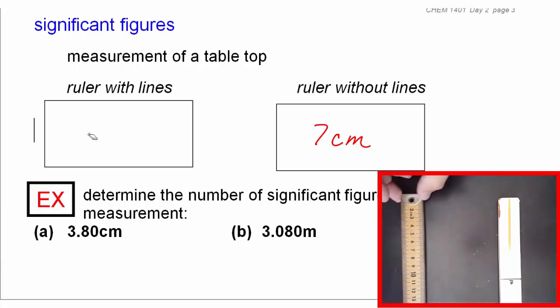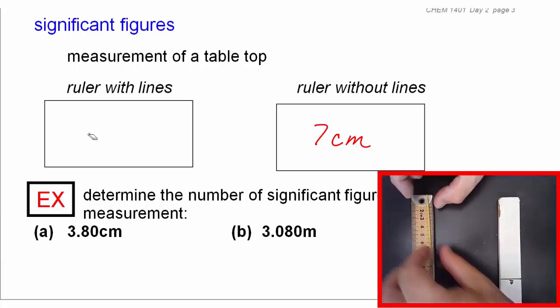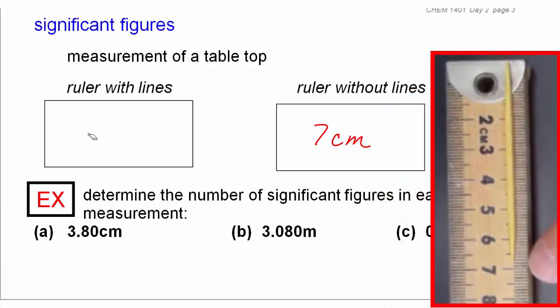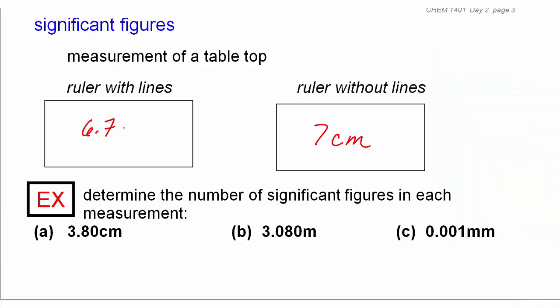Now if I try the same thing on a ruler with lines, right about 6.5, 6.6, 6.7 centimeters. 6.7 centimeters. We didn't do a bad job guessing. Okay? That is the idea behind significant figures. You can use a tool that wasn't very good or a tool that's much better. And you can see that in the measurements, right? This is a much better measurement. There's more digits. There's more significant figures, okay?